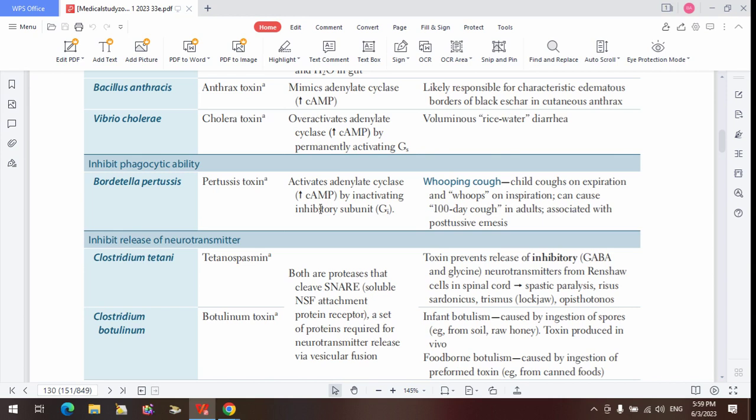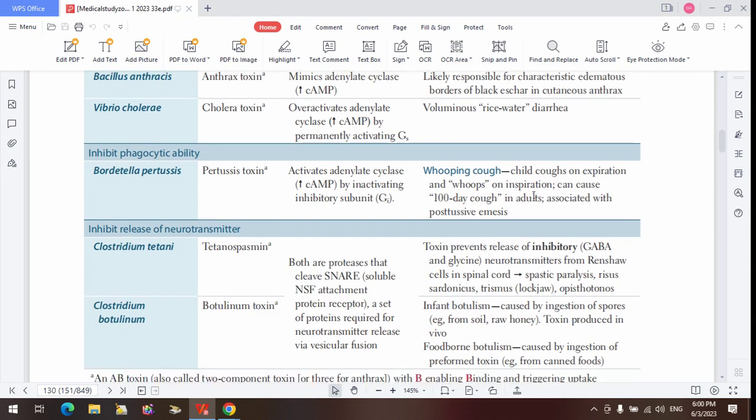That is it. It causes whooping cough, in which the child coughs on expiration and whoops on inspiration. So you hear something like that, as if the child is wheezing. So whoops when he's trying to take in air, and when he's trying to expire, there is coughing. In adults, it's known as the 100-day cough, and there's actually a post-tussive emesis. Yeah, that one is not specific to anything.